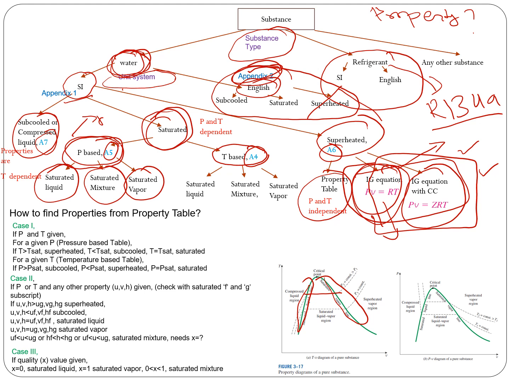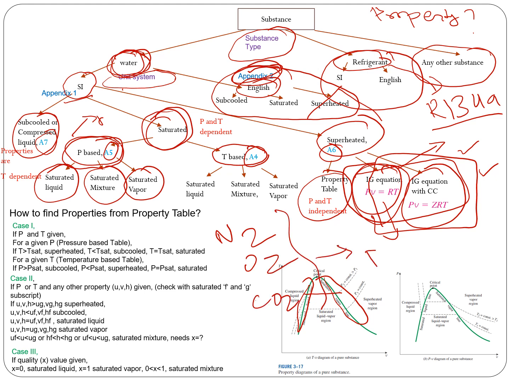So figuring out where it lies and how you find the property is the most important thing. So this is for refrigerant, and you'll also find the property for maybe nitrogen, oxygen, carbon dioxide. In this case, we don't talk about phase change because we assume these are all gases. So you'll see the property for these gases.